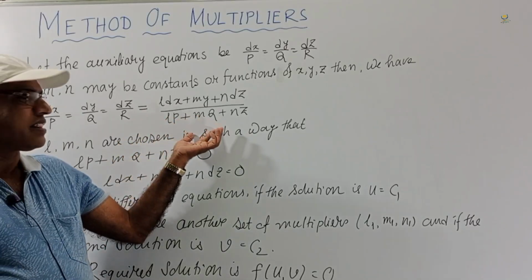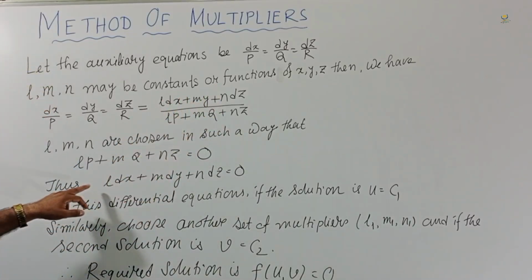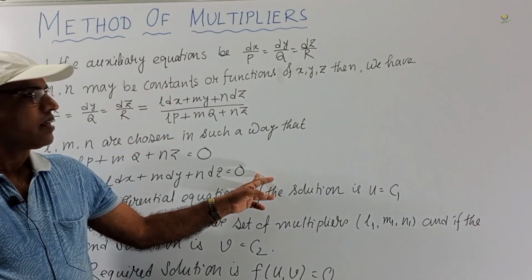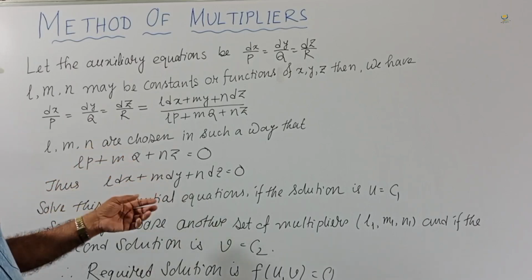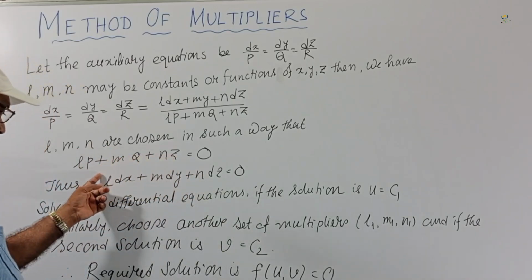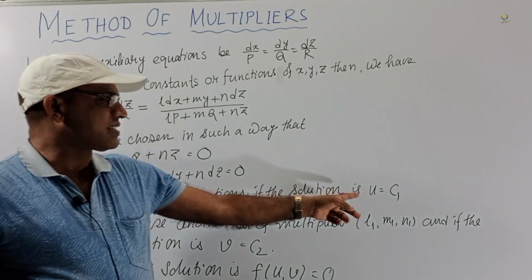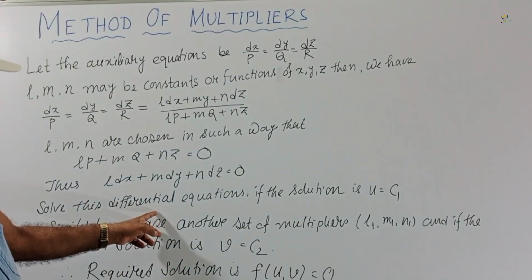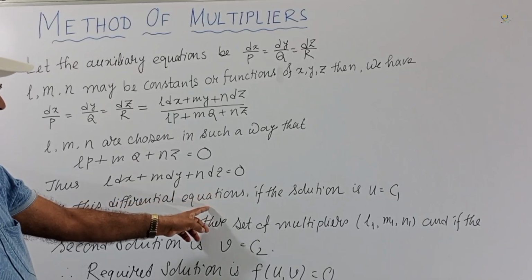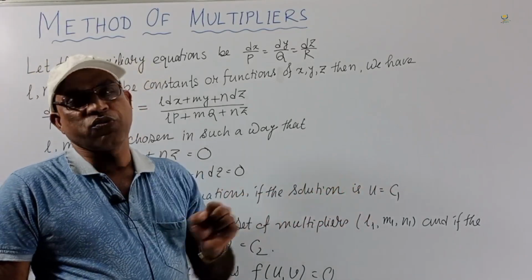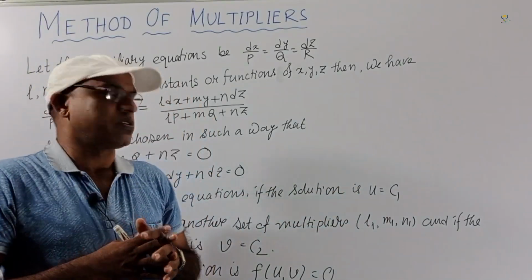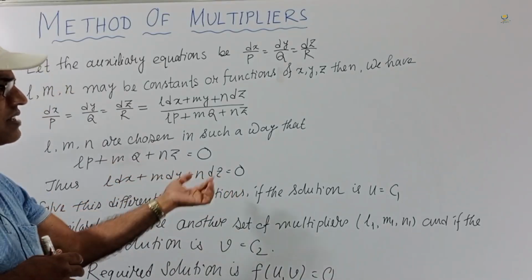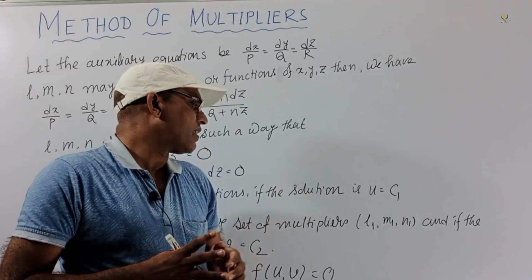If the denominator is 0, then we consider the numerator equal to 0. Thus, L dx plus M dy plus N dz equals 0. This is the rule or formula. If we integrate this, we get a result. Suppose the solution of this differential equation is U equal to C1.